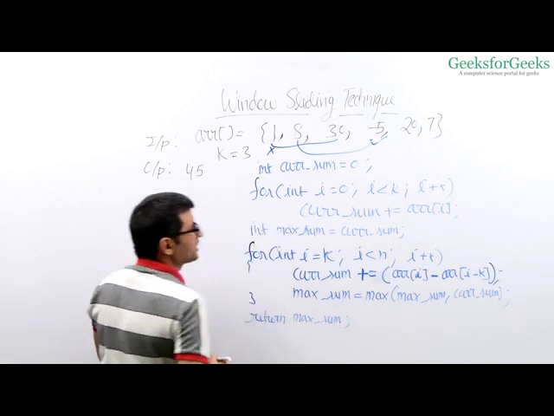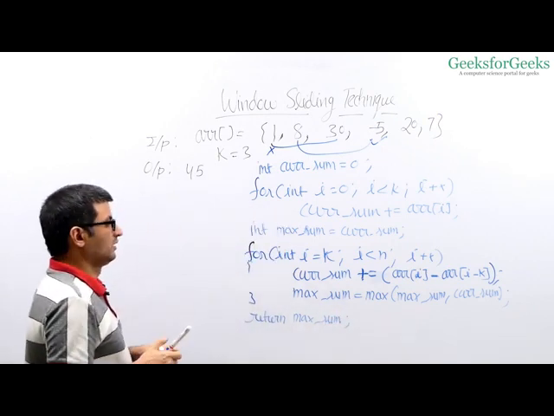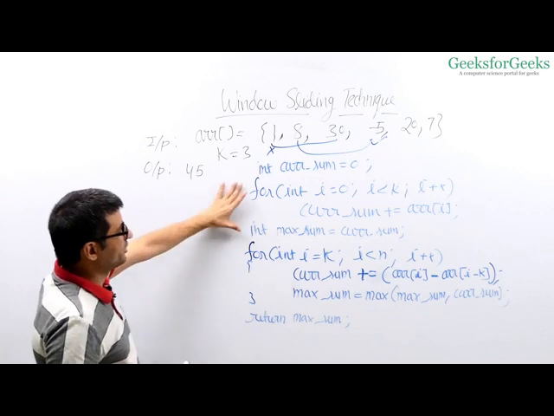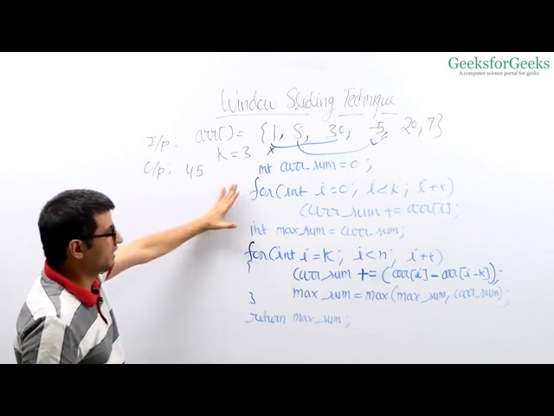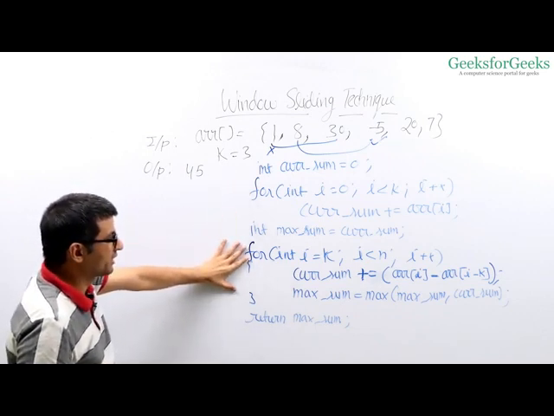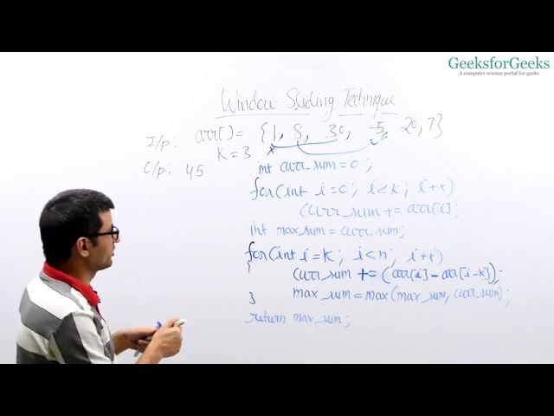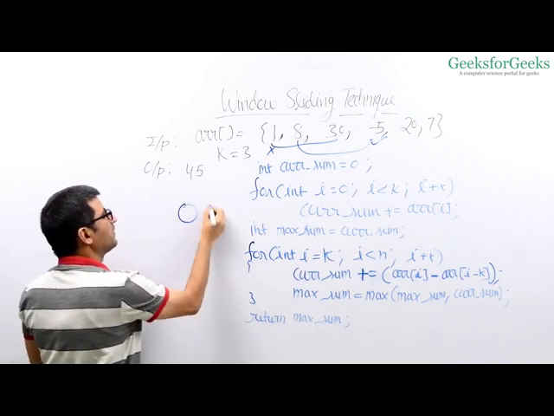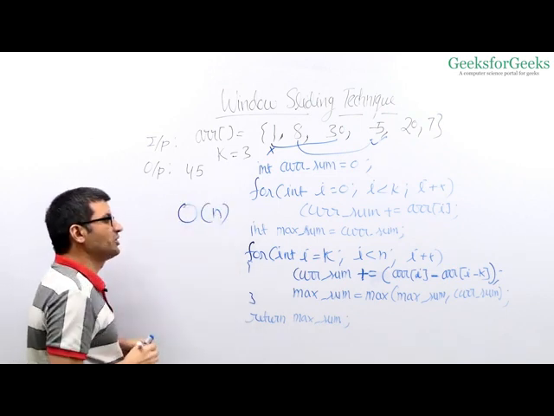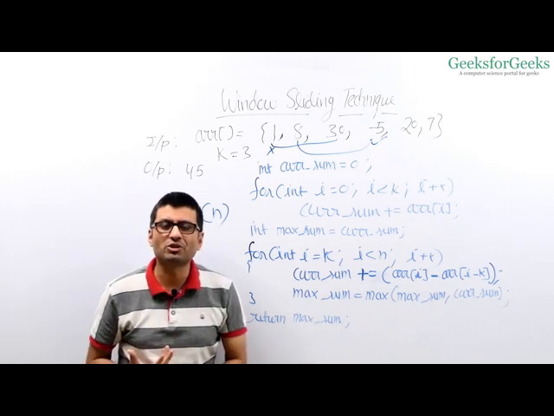So what is the time complexity of this solution? You can see that it's doing big O of k work here, then big O of n minus k work here. So overall time complexity is going to be big O of n. So this is a linear time solution, much better than the quadratic solution that we discussed.